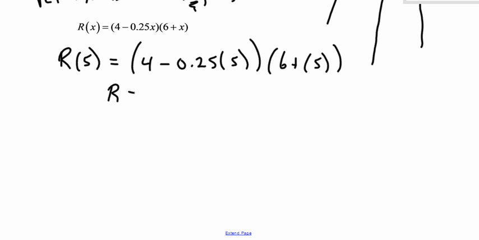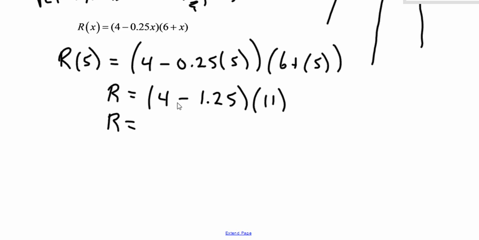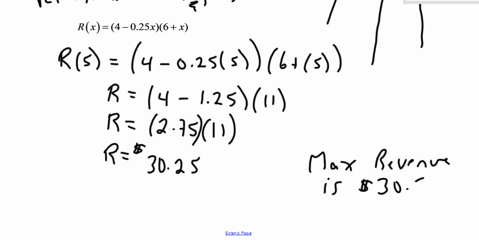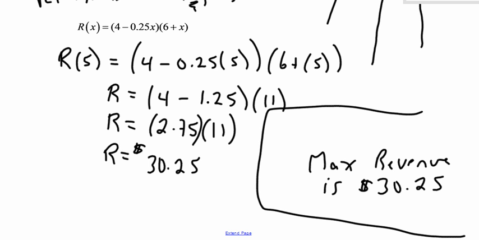So the revenue at 5 price changes, so the new price would be there. It looks like I'm going to be selling 11 products, and the new price is 4 minus $1.25. So the new price is $2.75. I'm going to sell 11 products at that new price. And when I do the math, that means my new revenue is, multiplying them together, $30.25. So my max revenue is $30.25, because that's the vertex, the output of the vertex of that quadratic.